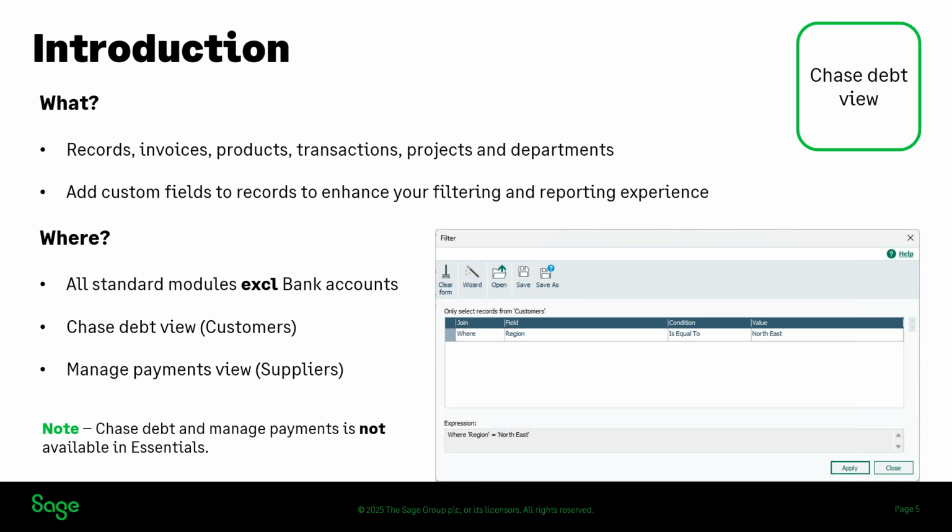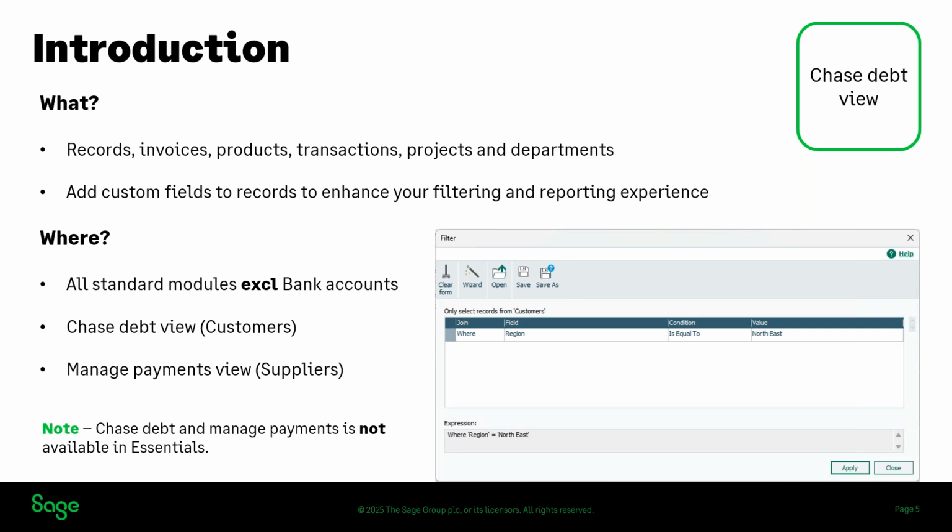These filters and quick search options are in all standard modules, excluding bank accounts. So you won't find it in your bank accounts module, but you will find it in pretty much all other areas of the software. Something you might not be aware of is you can also filter if you use the Chase Debt view or your Manage Payments view for your suppliers. Just be mindful as well, these options are not available if you are in the Essentials variant of the software. You will only see this if you are in Standard or Professional.